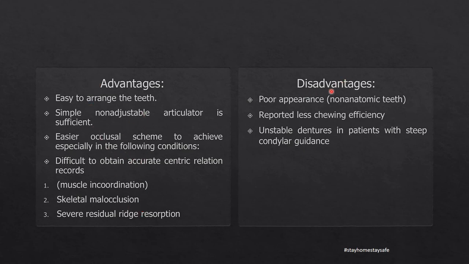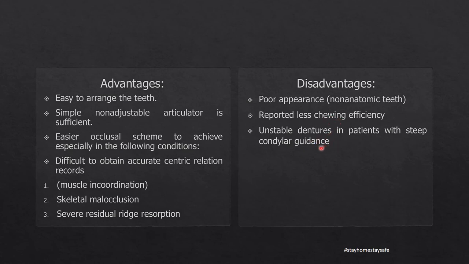What are the disadvantages of this monoplane occlusal scheme? First of all, of course, it is less aesthetic, because there are no cuspal inclines, just a flat occlusal scheme. There is less chewing efficiency because there is no cuspal height, no sharp cusp to actually shear the food or help in grinding. So the patient has to put in a lot of effort in grinding or mashing the food, which is already difficult because of the poor residual ridges.